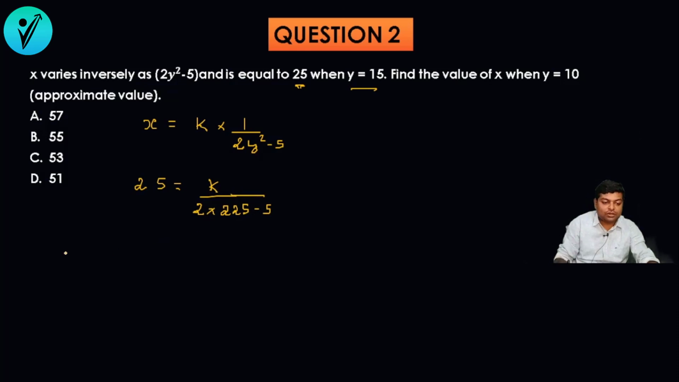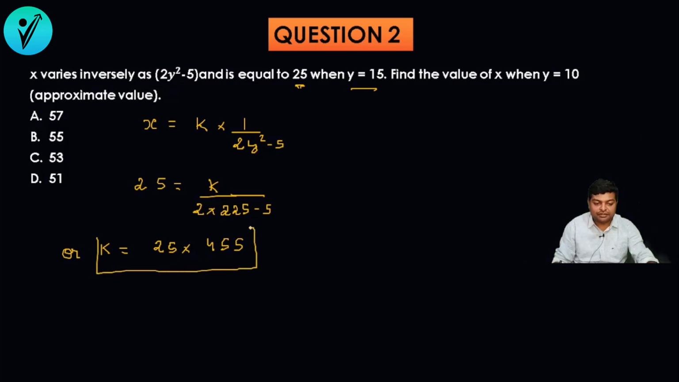Or we can say that the value of k is what? The value of k is 25 times of, see, 2 into 225 is 450. From this 450 subtract 5, so it will be 455. So this is the value of k, or the value of constant. Now I'll be using this value of constant to find whatever we need to calculate.